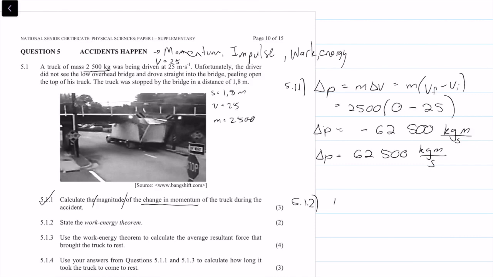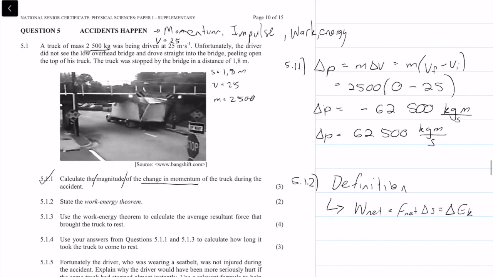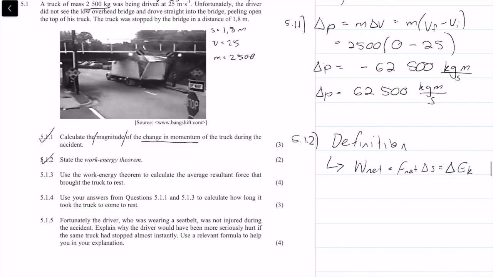Question 5.1.2, state the work energy theorem. Okay, so it's a definition. The definition goes that the work done by a net force on an object is equal to the change in kinetic energy of the object. So basically from this definition, we get that work net, which is also equal to F net change in S, is equal to change in EK. Okay, cool stuff. And we get 2 marks for the definition.